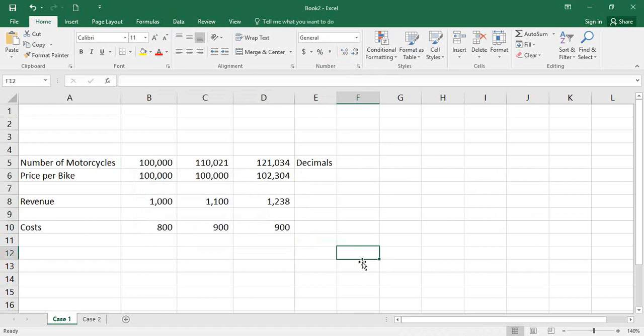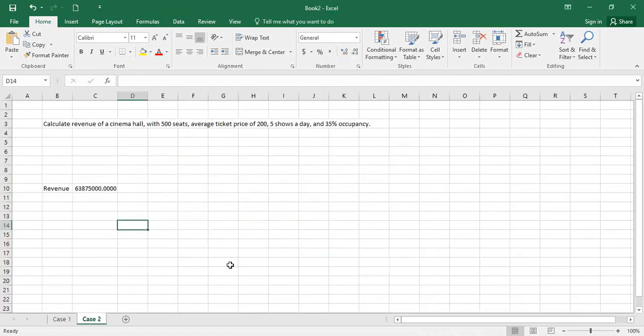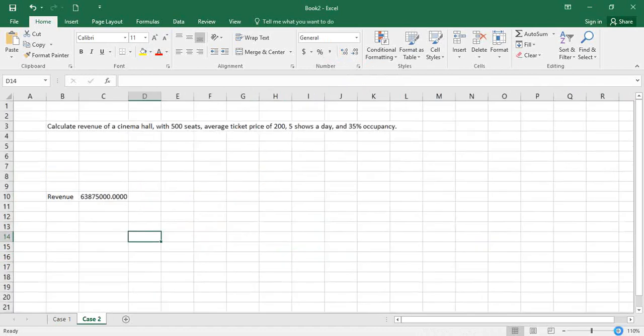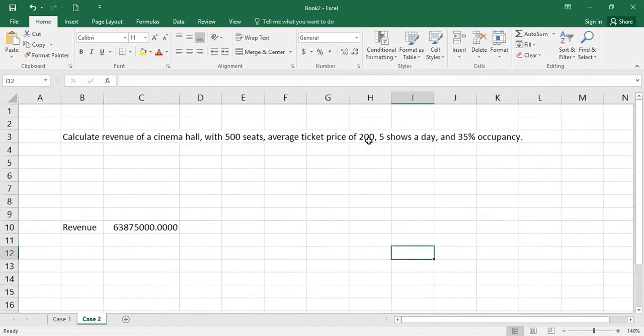And that's the first learning in financial modeling, that it is absolutely necessary for us to have clean decimal representation that comes here in a file, right? So that's the first thing that comes up. Look at another case. Calculate the revenue of a cinema hall with 500 seats, average ticket price of 200, 5 shows a day, 35% occupancy, right?